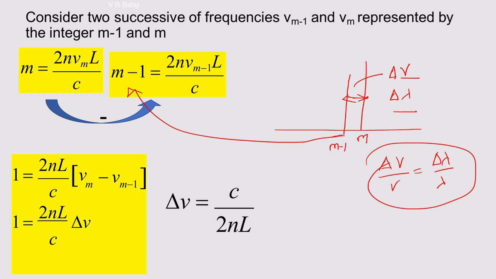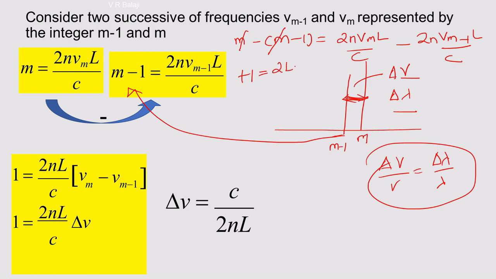Now I want to find the difference, then only I can find del v or del lambda in terms of wavelength or frequency. That means I want to take a difference. m minus (m minus 1) equals 2nL v_m by c minus 2nL v_(m-1) by c. So you can cancel these terms, right? You will get 1 equals 2Ln by c, taking the common term outside, times v_m minus v_(m-1).